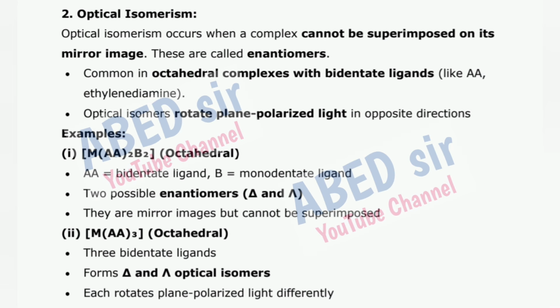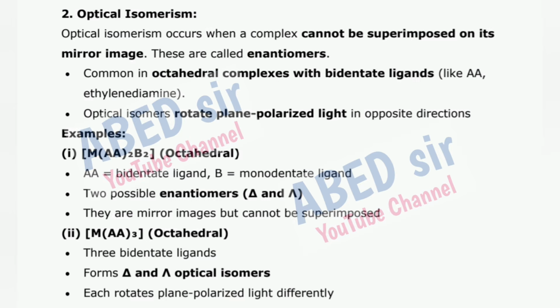2. Optical isomerism. Optical isomerism occurs when a complex cannot be superimposed on its mirror image. These are called enantiomers. Common in octahedral complexes with bidentate ligands, like ethylenediamine. Optical isomers rotate plane polarized light in opposite directions. Examples. 1. M(AA)2B2, octahedral. A-A is equal to bidentate ligand, B is equal to monodentate ligand. 2 possible enantiomers, delta and lambda. They are mirror images but cannot be superimposed.